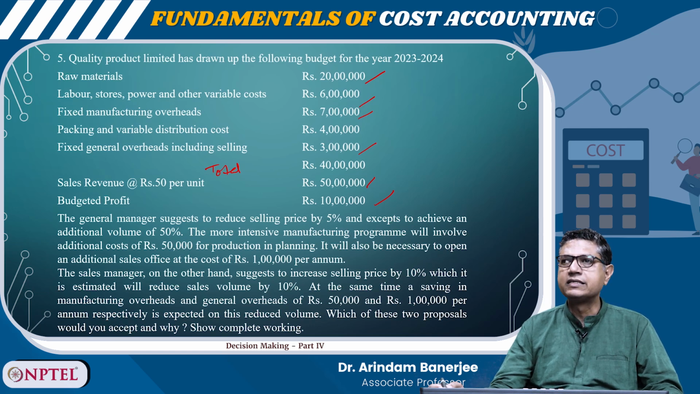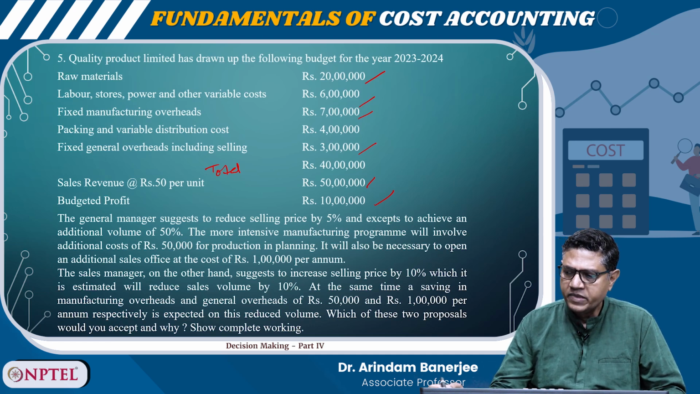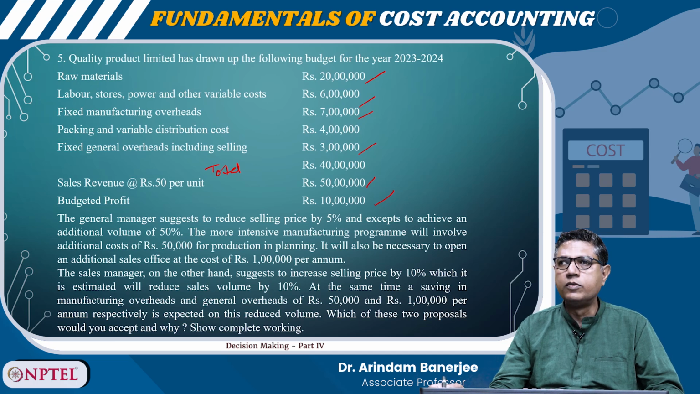The budgeted profit is coming 10 lakh, 50 lakh minus 40 lakh, that is 10 lakh. The general manager suggests to reduce the selling price by 5% and expects to achieve an additional volume of 50%. The more intensive manufacturing program will involve additional costs of rupees 50,000 for production planning. It will also be necessary to open an additional sales office at the cost of rupees 1 lakh per annum.